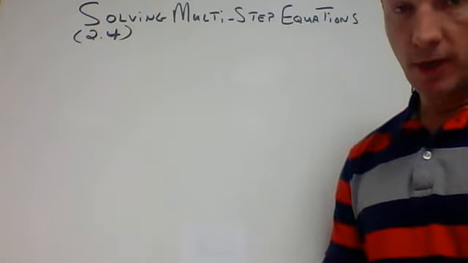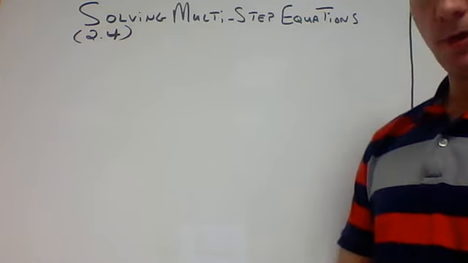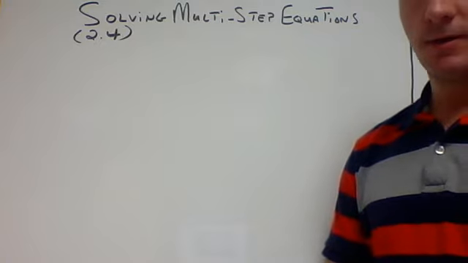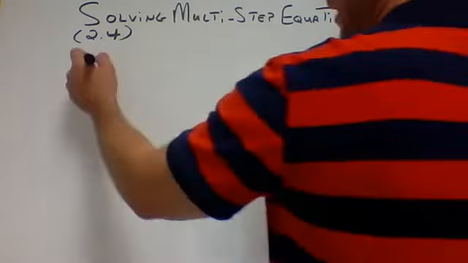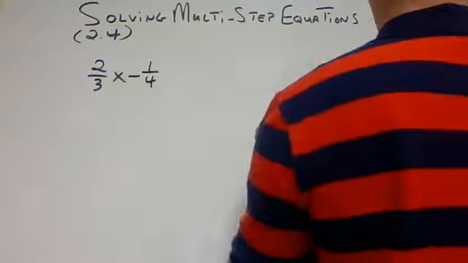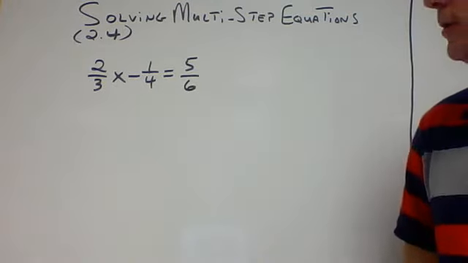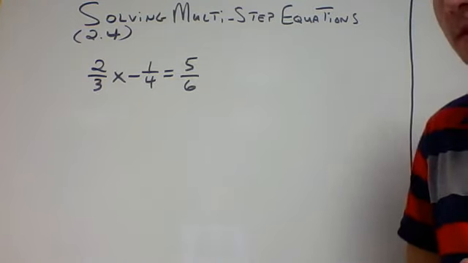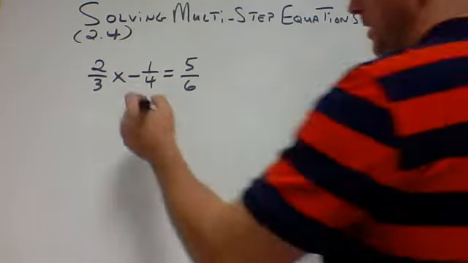Again, solving multi-step equations, probably the third or fourth video I put out just on this one section. We're going to do a different problem, just try and go over some options that we have in solving equations that have a lot of different steps. So if I had something like 2/3 x minus 1/4 equals 5/6, I can do it a little bit more traditionally, where I'm going to work with the fractions and not try and take a shortcut to get rid of the fractions. So that's what we're going to do now.